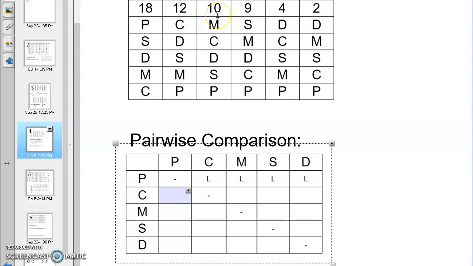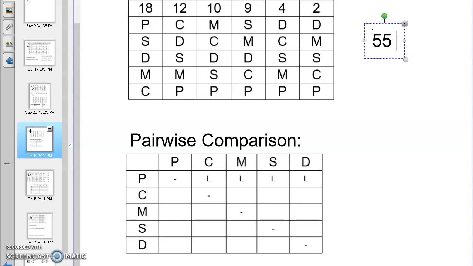So every option ends up with 12 plus 10 plus 9, that's 31, plus 4, that's 35, and 2, ends up with 37 votes. So basically, C versus P, C gets 37 votes. M versus P, M gets 37 votes. S gets 37 votes. D gets 37 votes, and that's it. Now, if you look at it, there are 55 total votes.